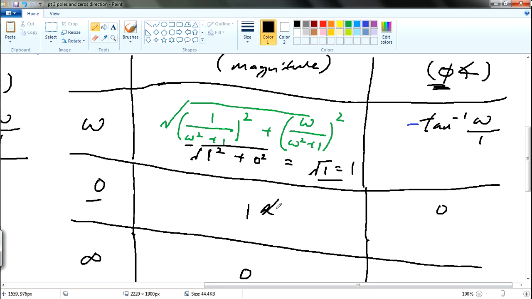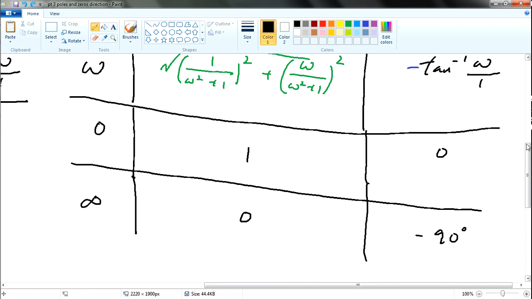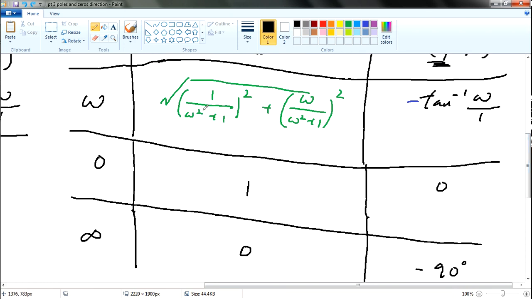So this is why I have it over here. Since my omega is equal to 0, the tangent inverse of 0 is actually 0. If you don't believe, you take your calculator and type it. Okay, and then if I sub in infinity into this equation, what do I have?